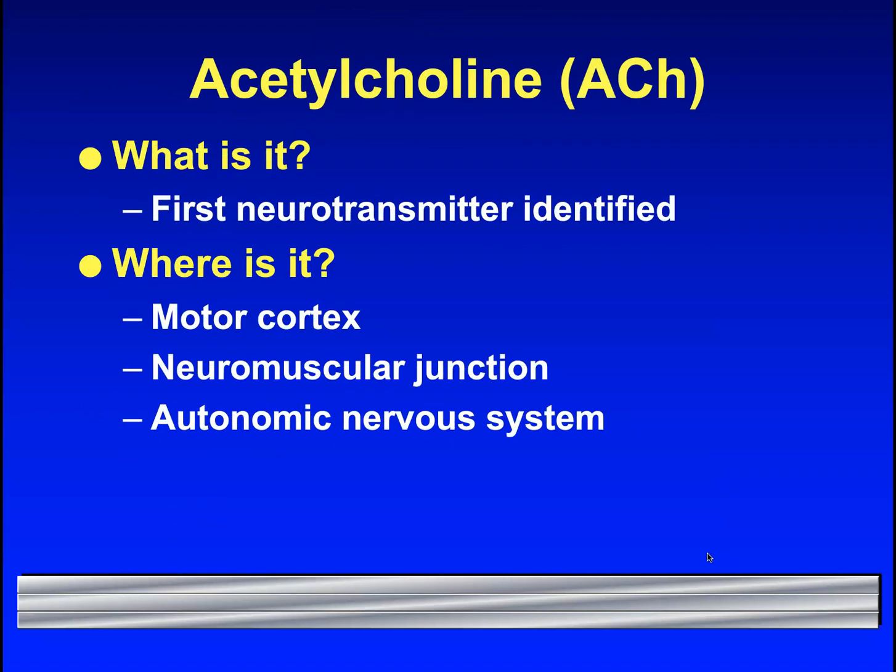Acetylcholine was the first neurotransmitter that was identified back around 1920. And you find it in the motor cortex, your autonomic nervous system, that is your sympathetic and parasympathetic nervous systems, and the neuromuscular junction. We talked about that. That's where your motor neurons affect your muscle.